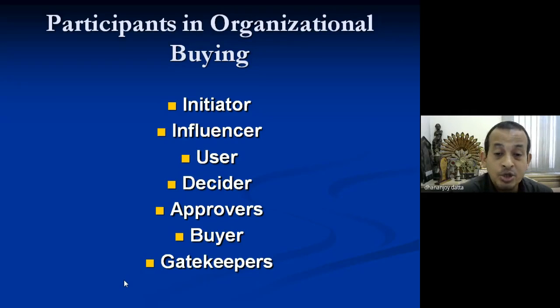Then the approver is the person who approves the buying decision in organizational buying. Every organization's purchase process goes through a proper channel, and finally the approver, the higher authority, gives the approval for the organizational buying, focusing on the organizational purchase budget. Then the buyer is the person who purchases the goods on behalf of the organization. Buyers are involved with the purchase or procurement department of the organization.